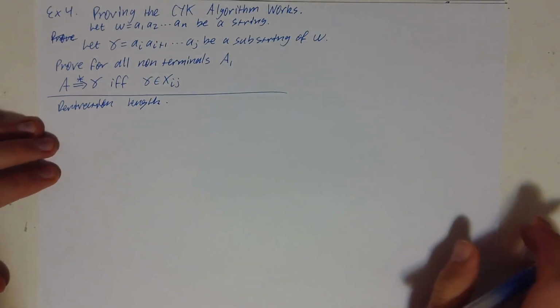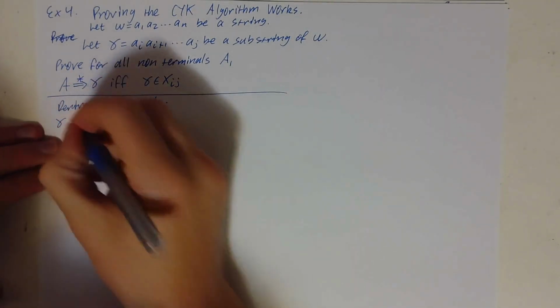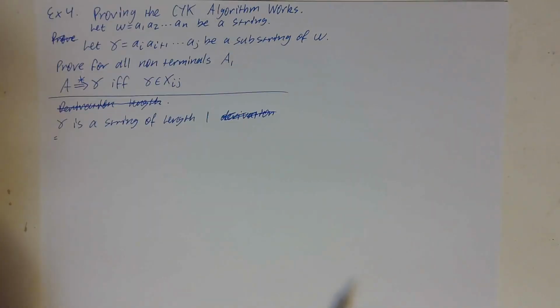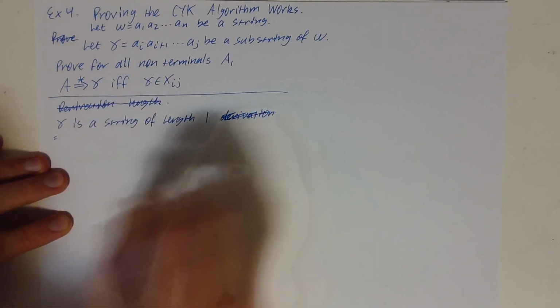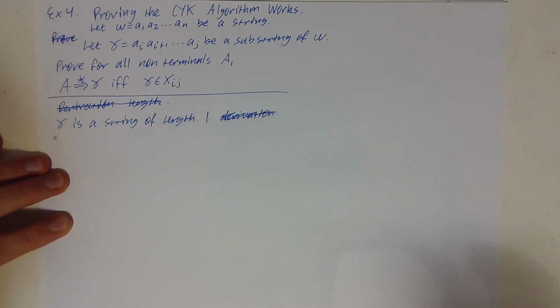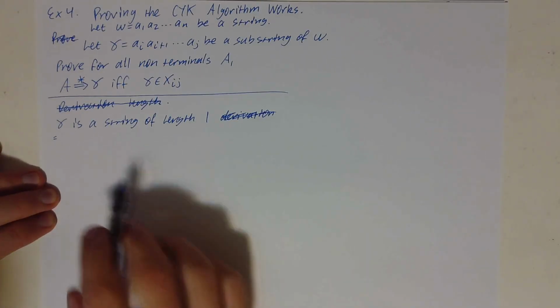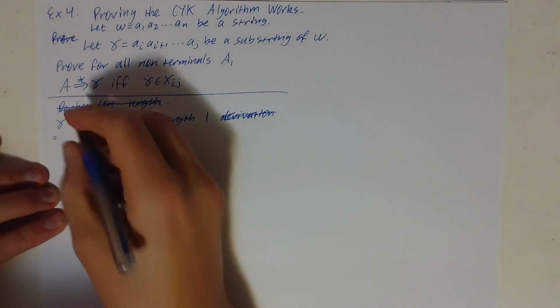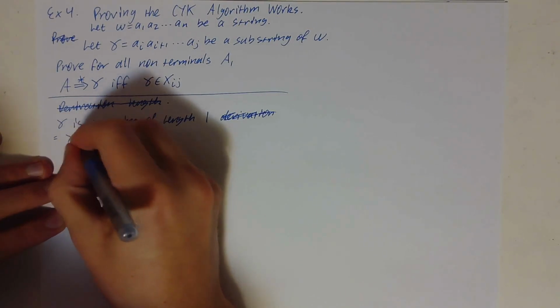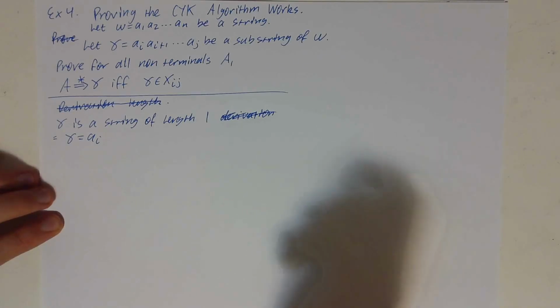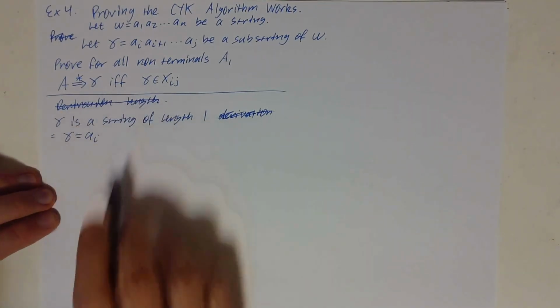So, we're going to suppose that gamma is a string that has a derivation of length 1. Now, since our grammar is in CNF form, this is basically the same thing as doing induction on string length, so we can also do that. So here, gamma is a string of length 1. We're not starting from 0 because you can't produce epsilon with a CNF grammar. So the shortest thing we can produce is a string of length 1. So gamma is equal to a_i for some i. And we have to prove this if and only if.